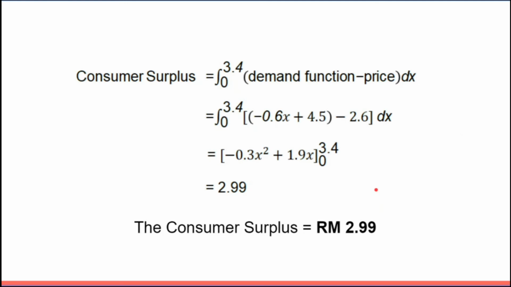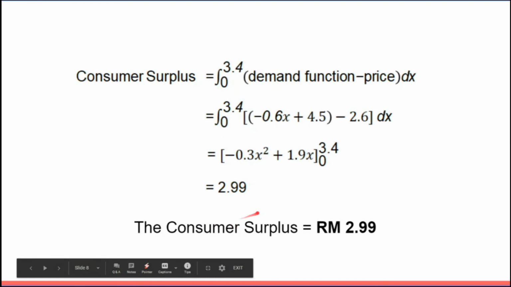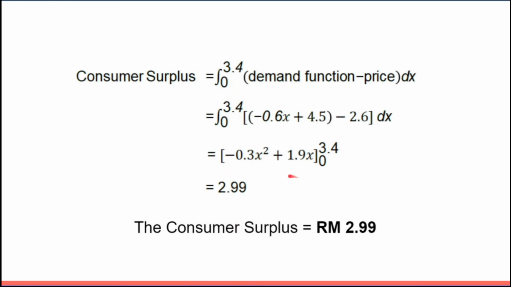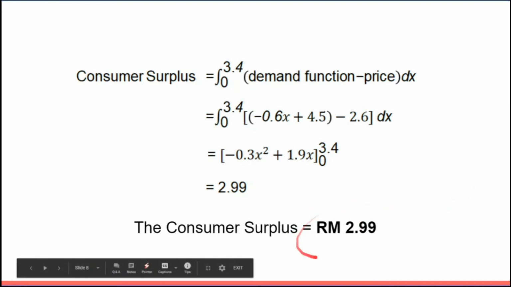After that, we input the values into the equation. Using the value we left, which is negative 0.3x plus 1.9, we integrate it to become negative 0.3x squared plus 1.9x. Finally, we substitute x with the values of 3.4 and 0, and we got 2.99. That means the consumer surplus is about 2.99 ringgit.